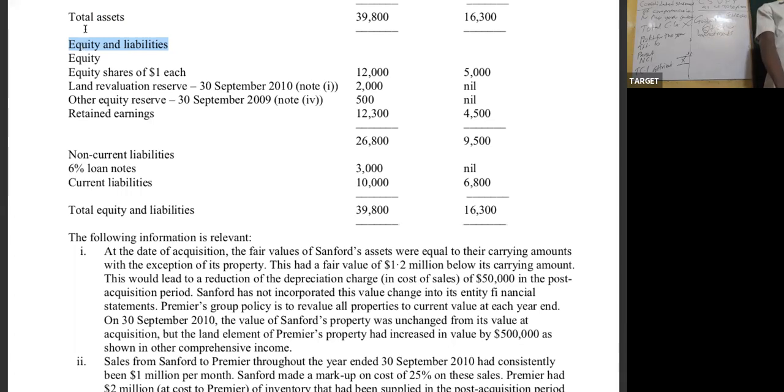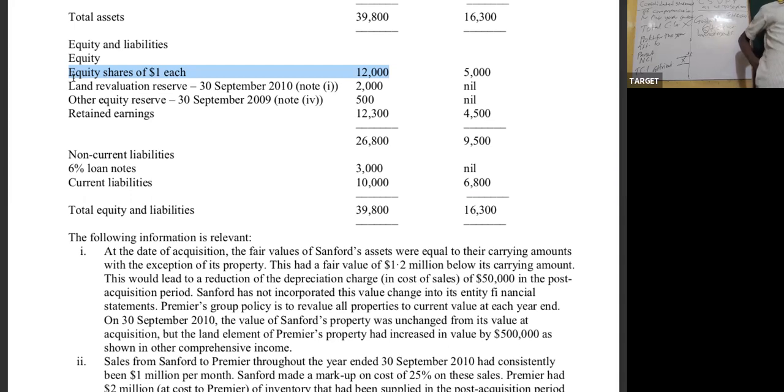Okay, so they started with equity. They wrote equity, so you write equity again. Then you write equity shares of $1 each. Here you open a bracket. You only write the parent equity. We don't consolidate the equity of the subsidiary. It's the one that we transferred to compute the net assets at acquisition and at reporting. And that is the one that we use to compute the goodwill.